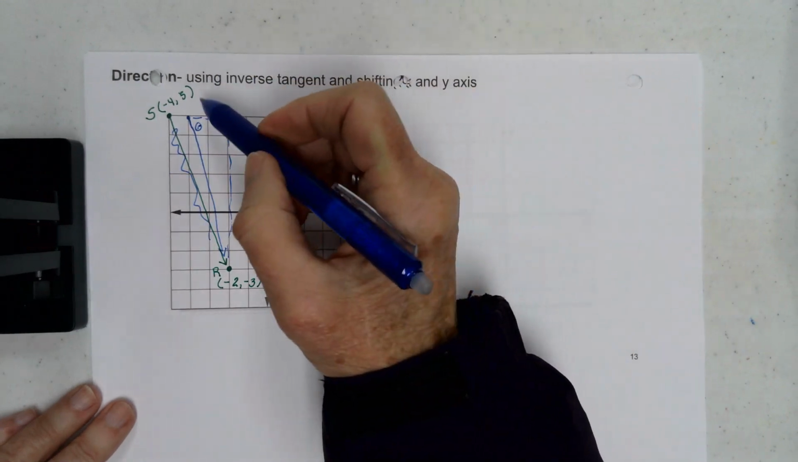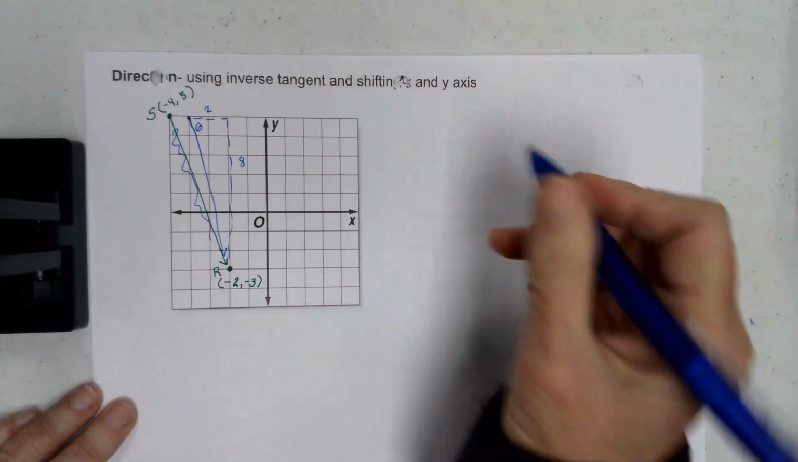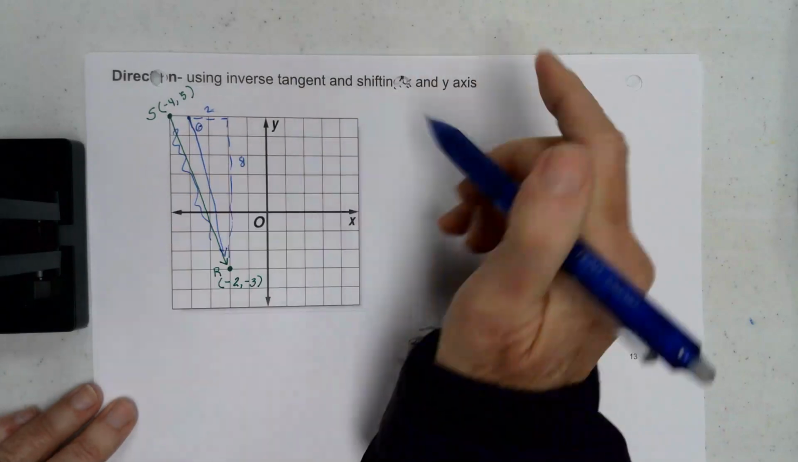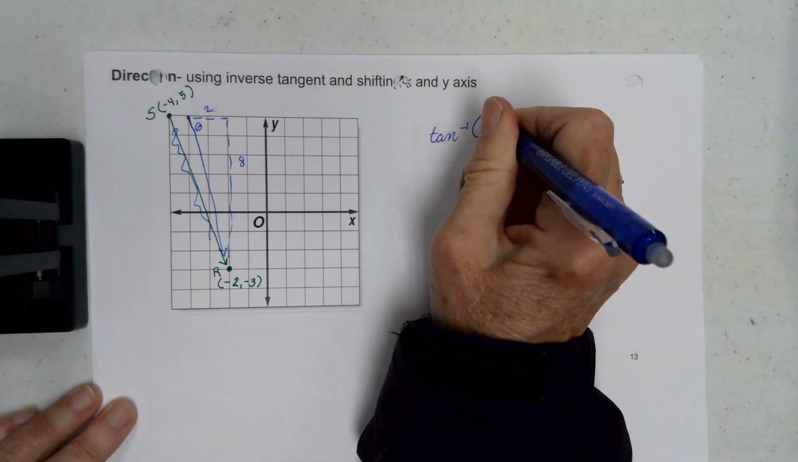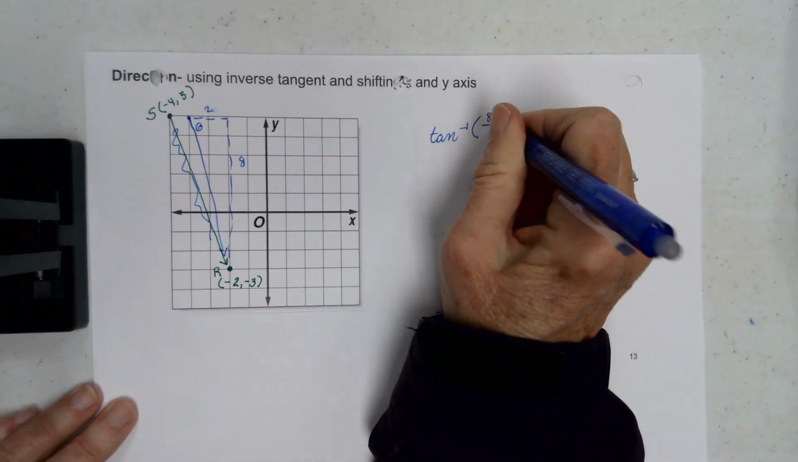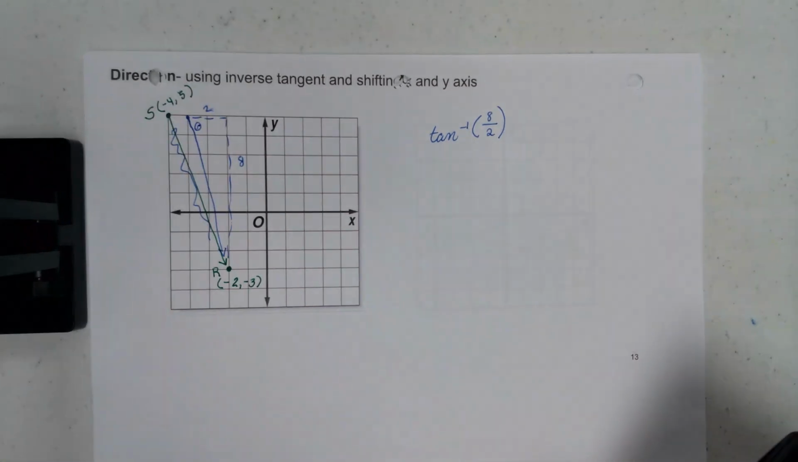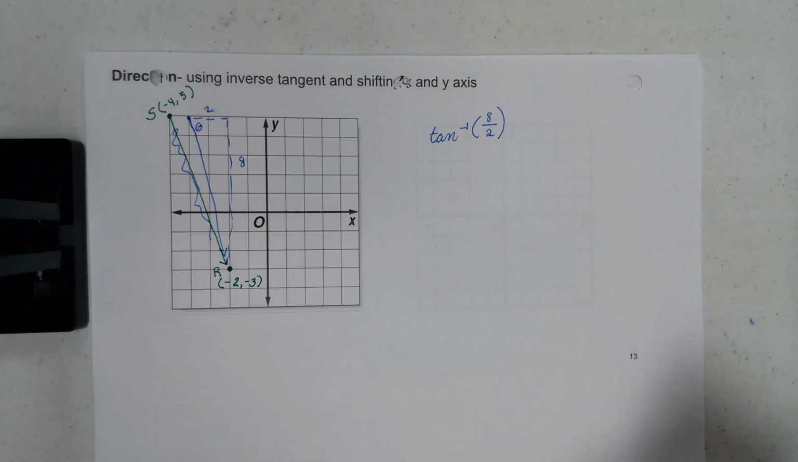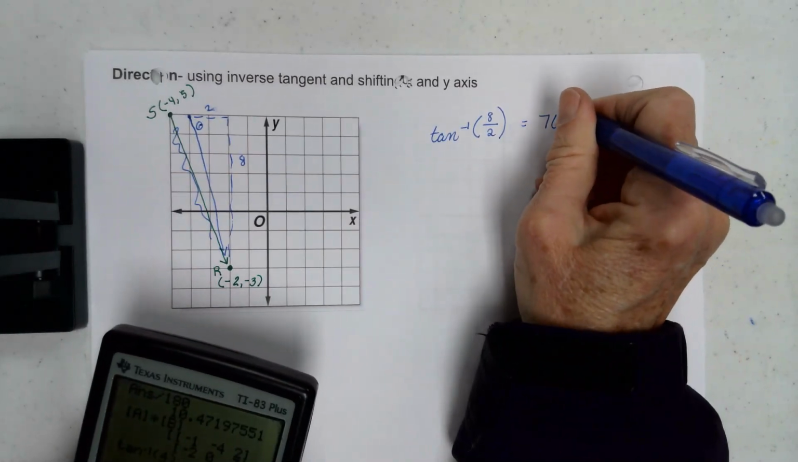Okay, so I know that this is a 2 and this is an 8. So that's tangent, so I'm going to go the inverse tangent of opposite, which is 8, and adjacent, which is 2. So if I take my calculator and go inverse tangent of 4, I'm going to get 76 degrees.